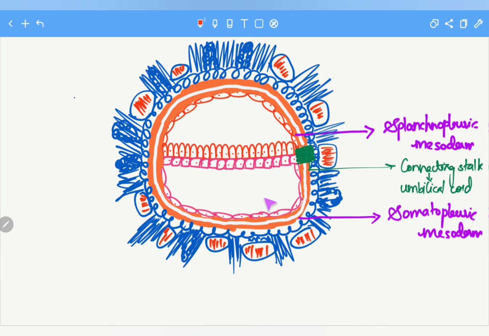So after some time, some part of the primary yolk sac just detaches from the cavity and falls into the space between the splanchnopleuric mesoderm and somatopleuric mesoderm. Right. So now the yolk sac gets transformed into the secondary yolk sac. Now the extra embryonic coelom, which is the space between the splanchnopleuric mesoderm and somatopleuric mesoderm, once the primary yolk sac detaches from the cavity of the yolk sac and falls into the extra embryonic coelom, now gets transformed into the chorionic cavity.